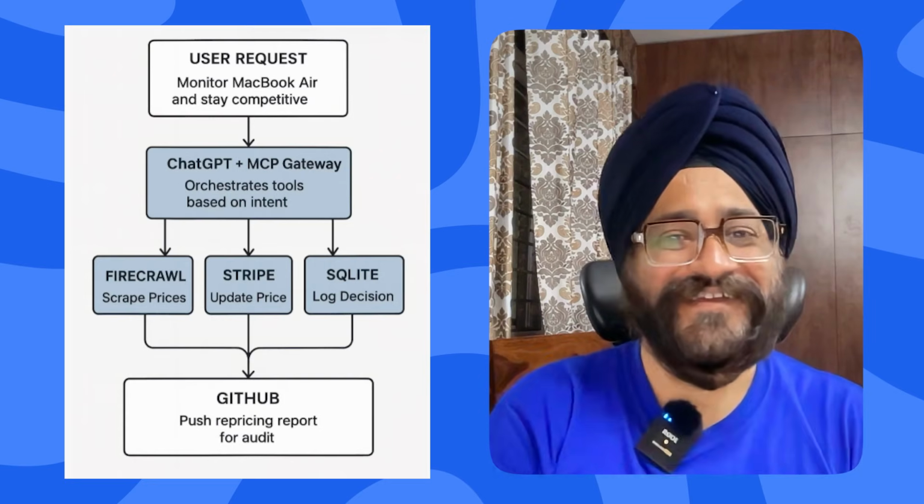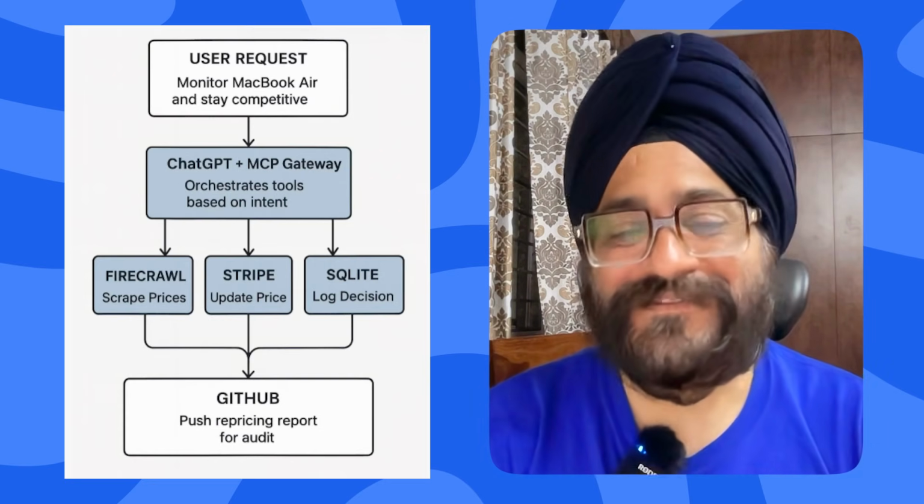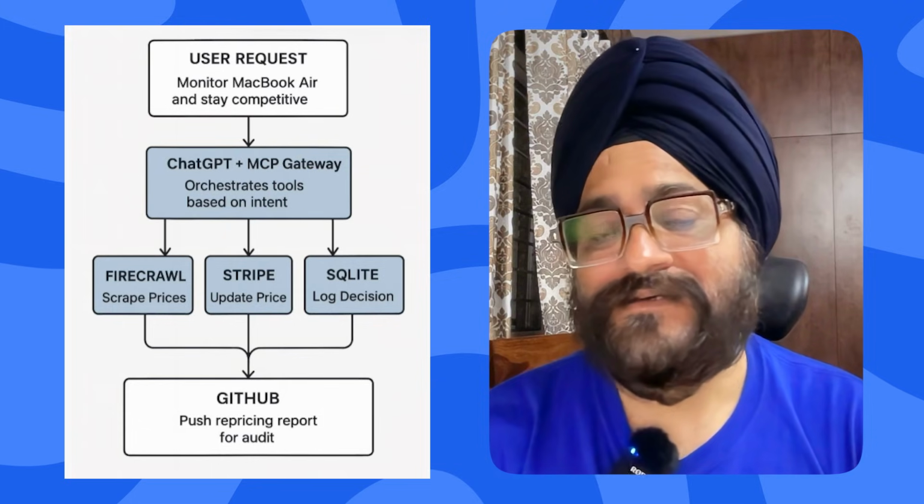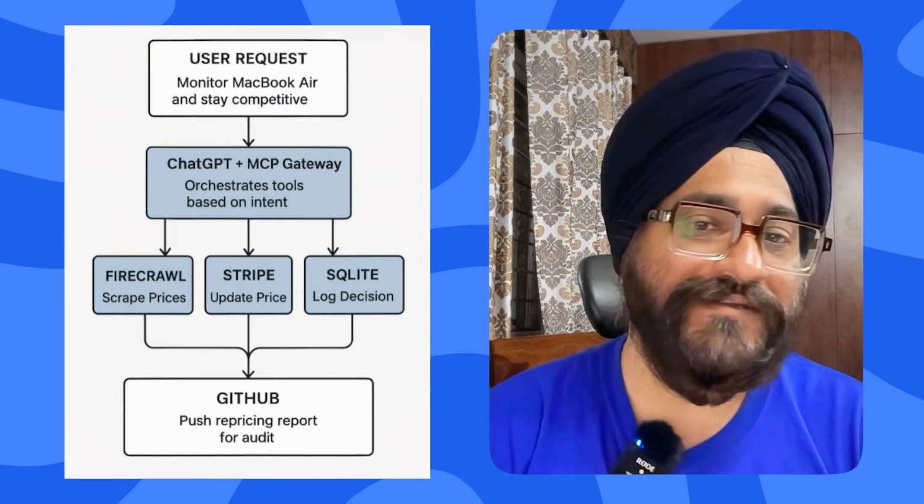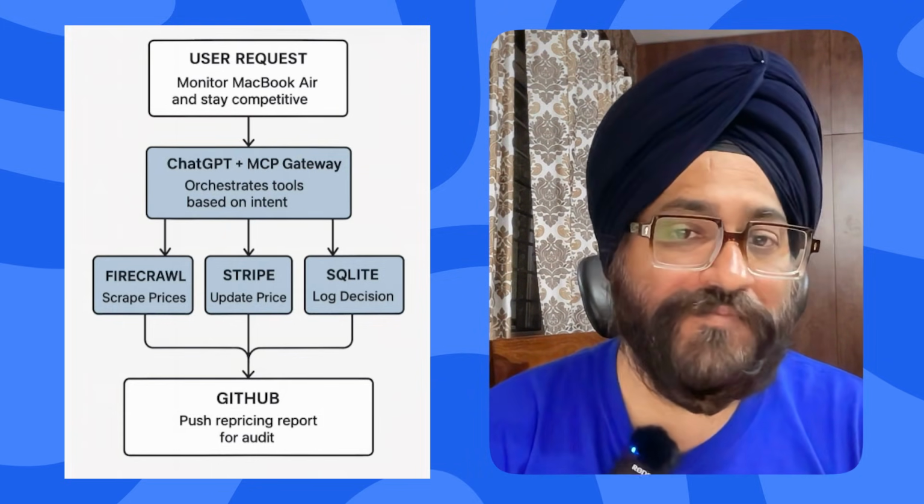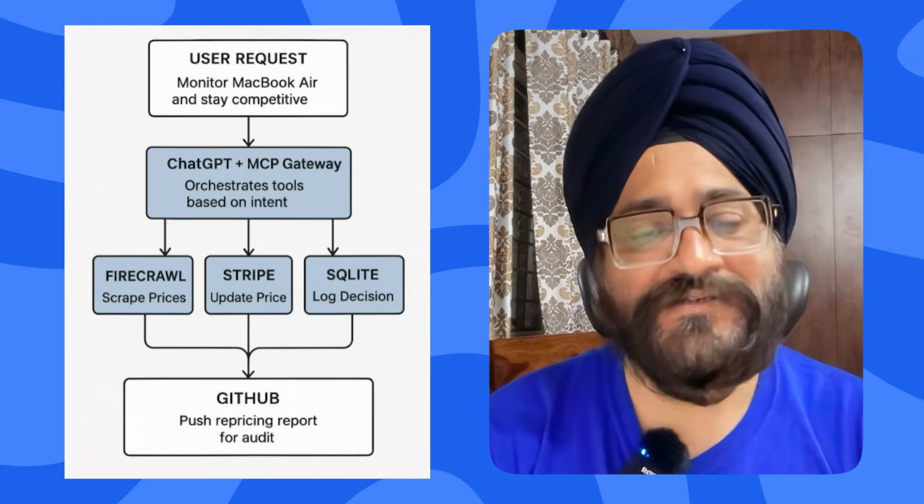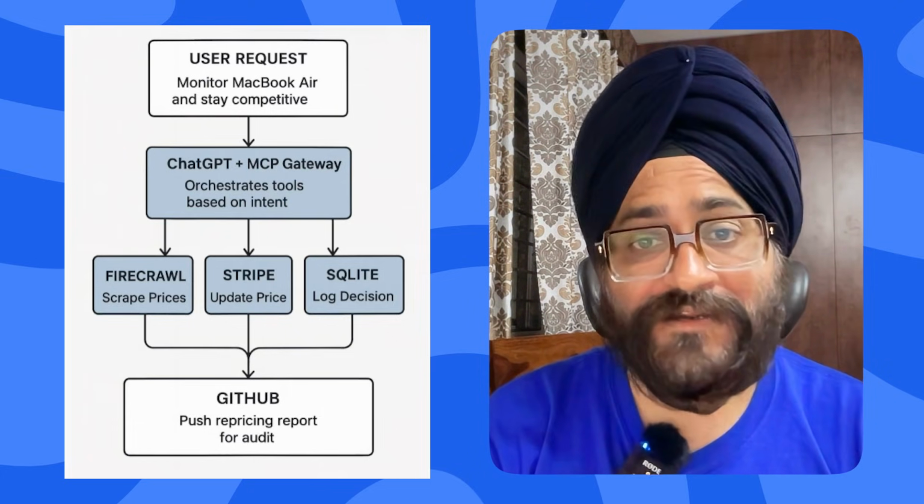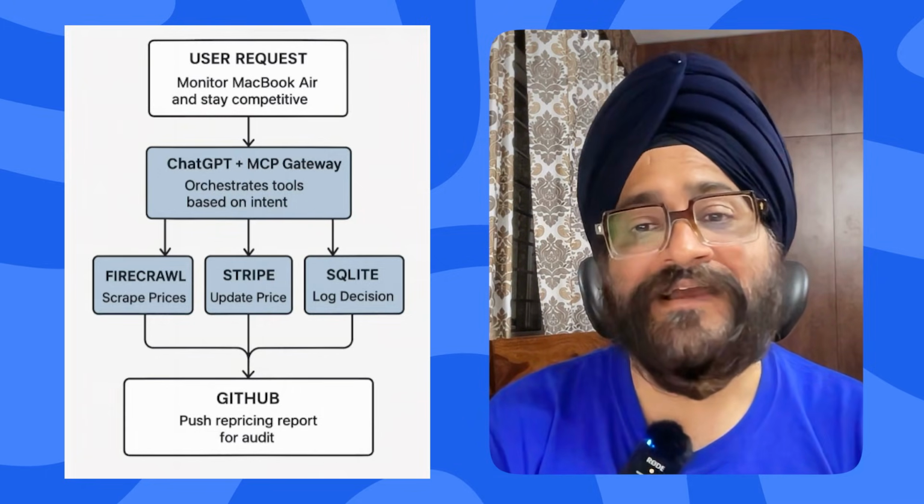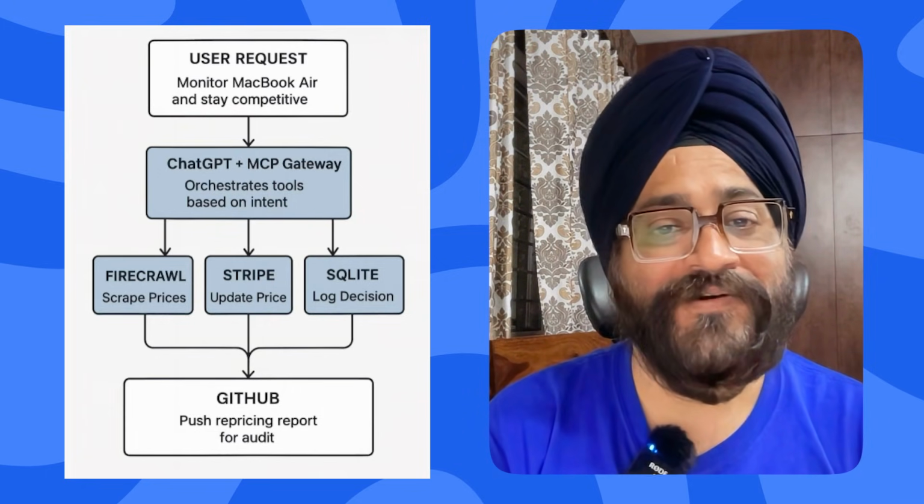And that's it. In about 15 minutes, you have built something that ChatGPT alone simply can't do. An agent that doesn't just talk about prices, but actually updates them in Stripe, logs the decision to your database, and pushes all the audit trails to your GitHub, all running in isolated Docker containers, all in your infrastructure.